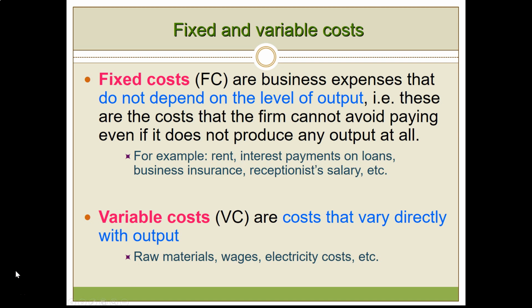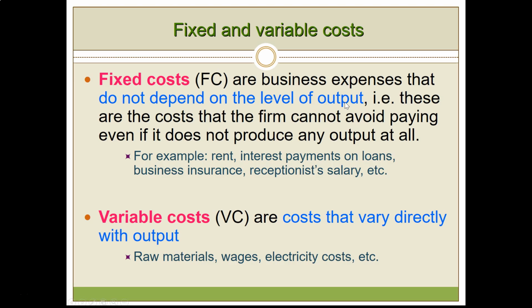Now, let's talk about different costs which we can distinguish in the production process. There are two main types of costs: fixed and variable costs. And the definitions, the labels which we are going to use are shown here: FC and VC, fixed and variable costs. Fixed costs are expenses which do not depend on the level of output.